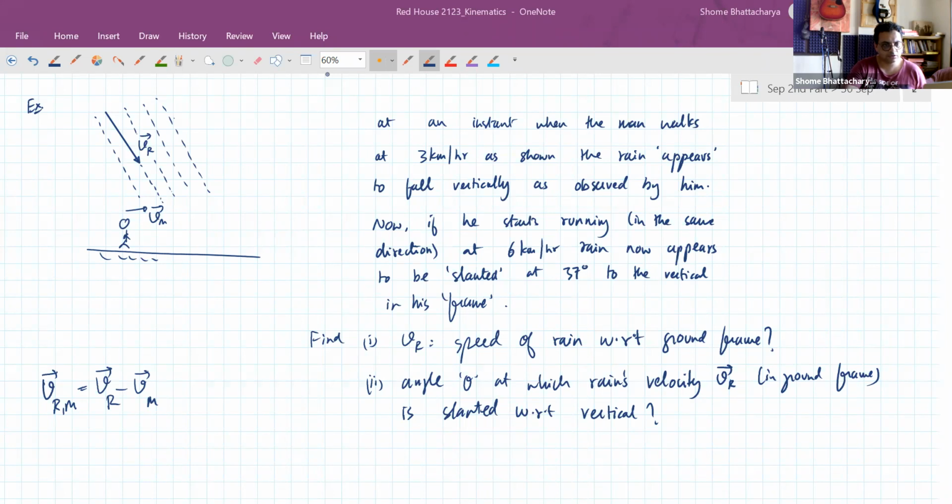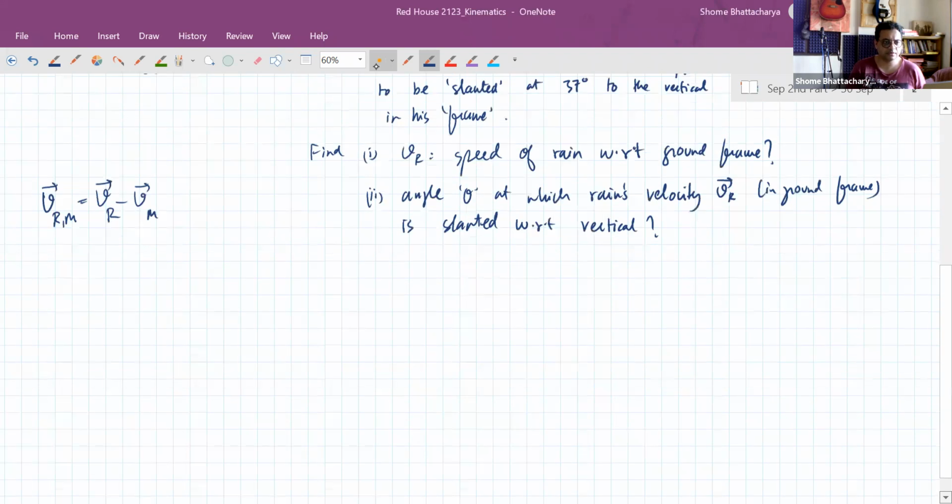Manav, unfortunately, the answer is not correct. Just check your method of solving once more. Okay, so I will start by giving you a hint about how the vector diagram looks.